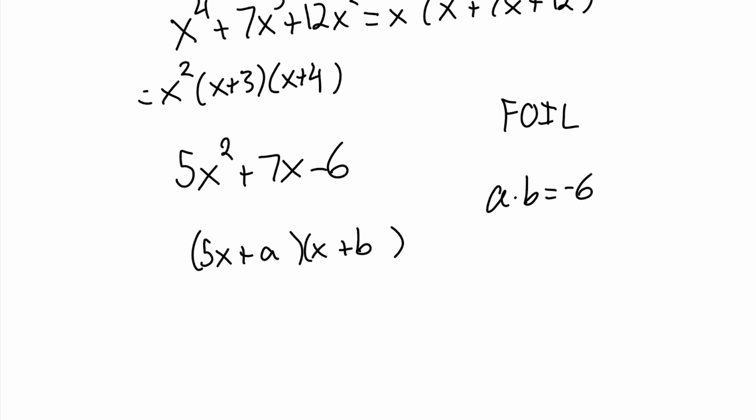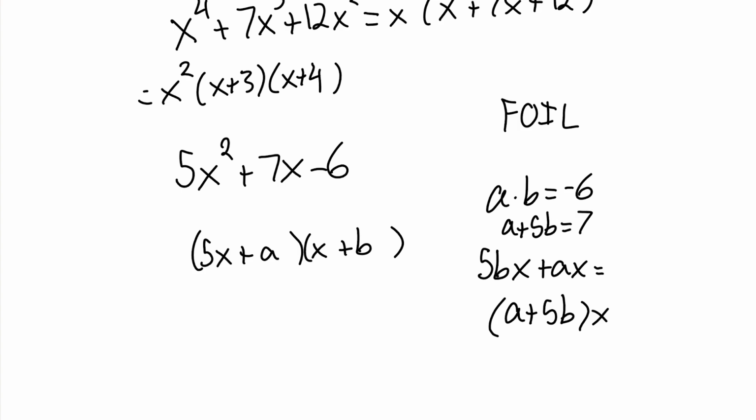The 5 has nothing to do with that, but it is going to change the middle term, right? Namely, when we do the outer and the inner, we're going to get 5bx plus ax. So this is going to be a plus 5bx. So here a plus 5b must be 7. So this changes things a bit. But it doesn't really change our strategy. We still want to just look for the terms that multiply to give us negative 6, the factors of negative 6.